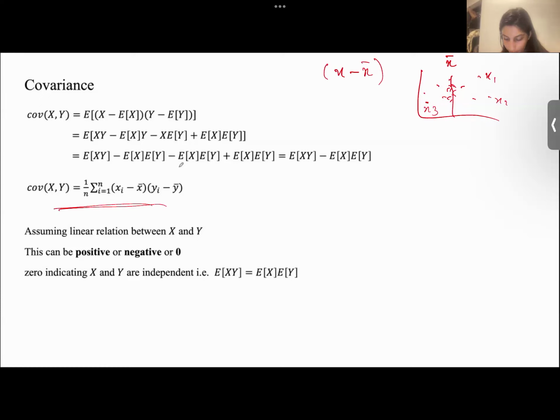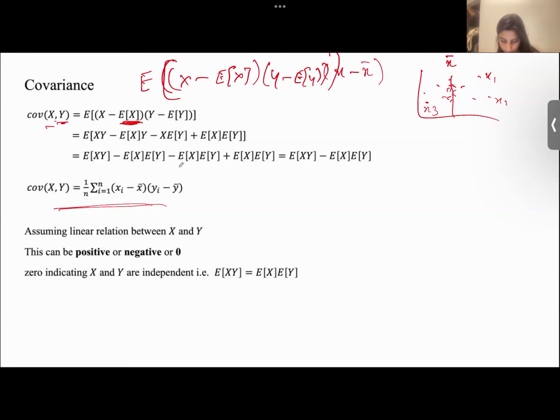So you write expectation of, because we have two variables here, for x you do x minus mean of x. Mean of x is again expectation of x. You have that multiplied by y minus mean of y, expectation of y. So you take the expectation of this whole thing. And now you solve for this: xy minus expectation of x into y. You just basically multiply all these terms and expand the equation like this.